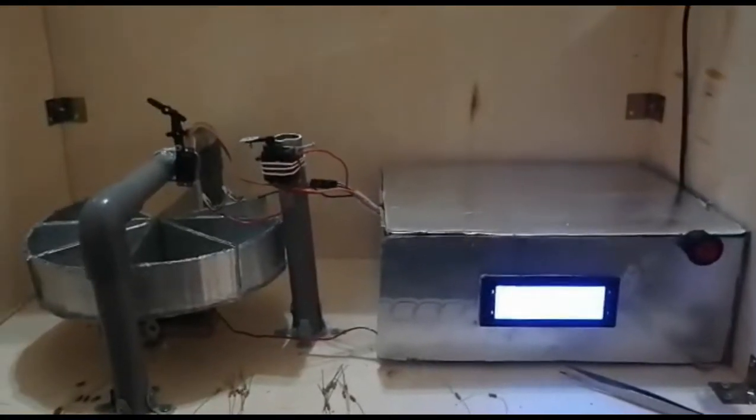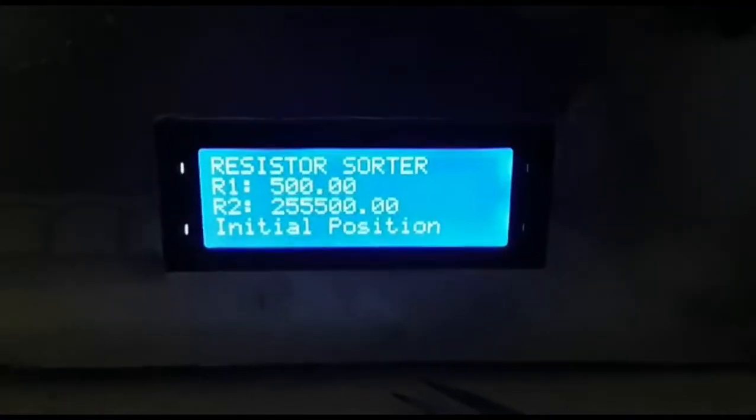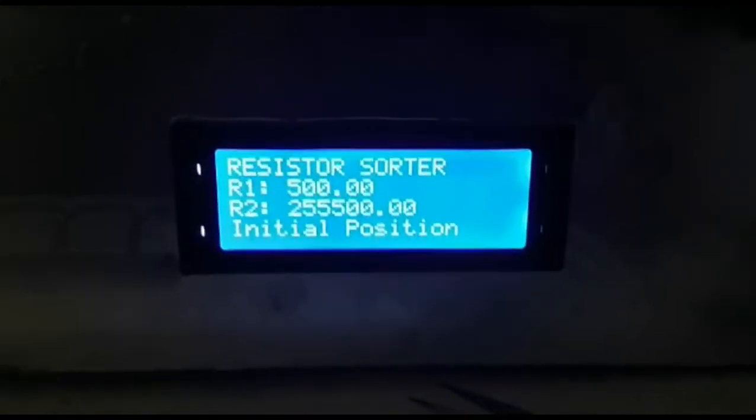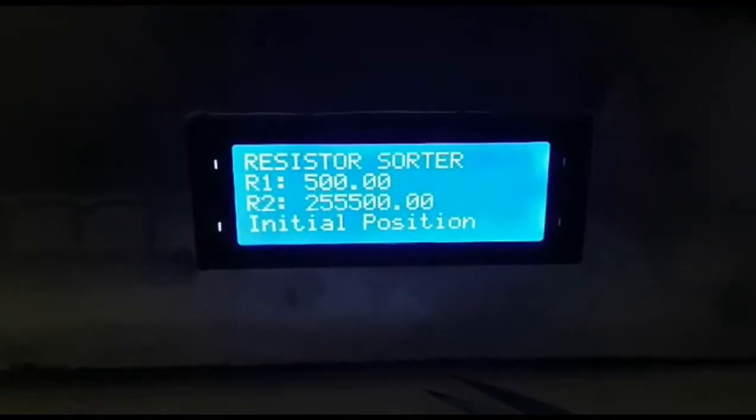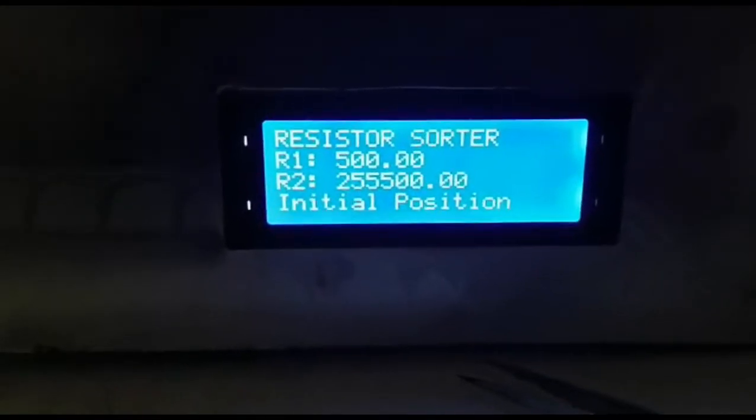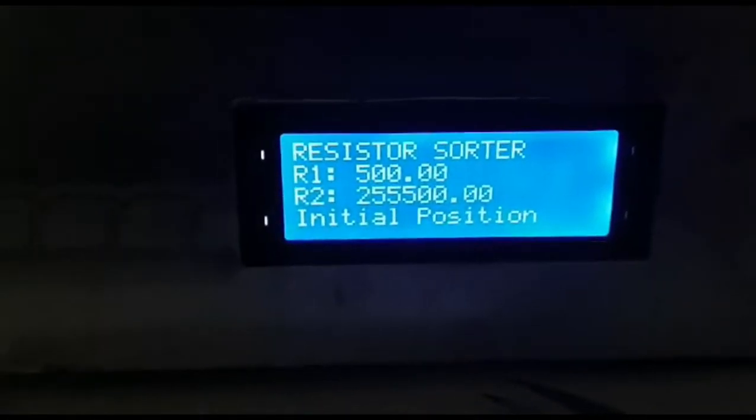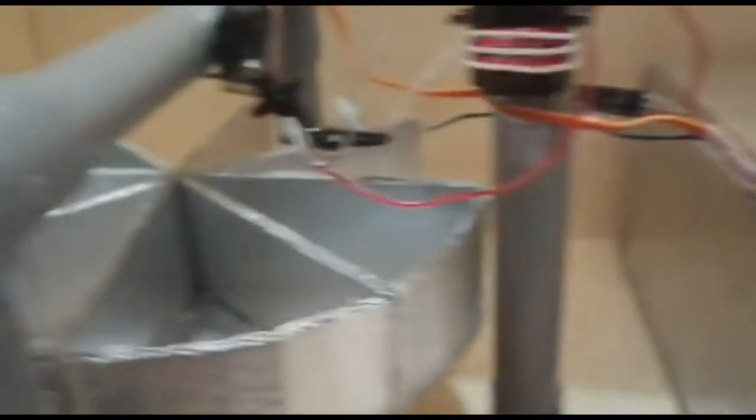Alright, so this is my project. As you can see on the display right now, it says resistor sorter. R1 is the known resistor, which I set to 500 ohm, and R2 is the measured one. Right now it reads around 255,000 because there is no resistor. The last line states the position of the bin, so right now the bin is at the initial position.